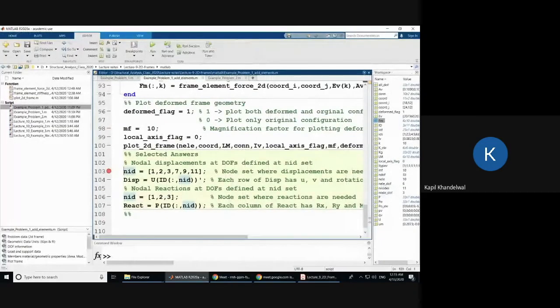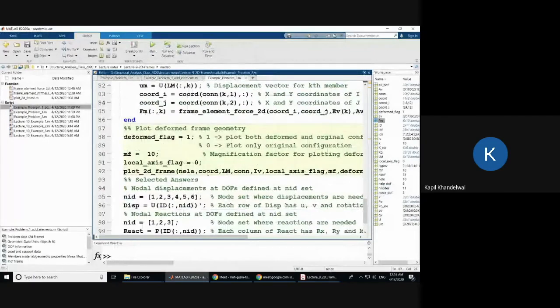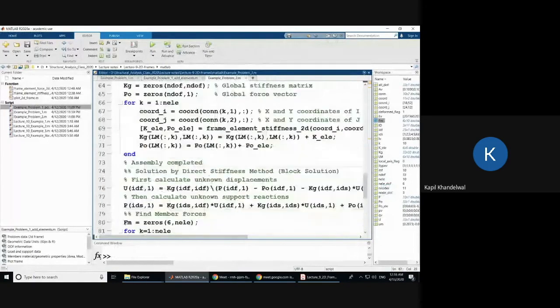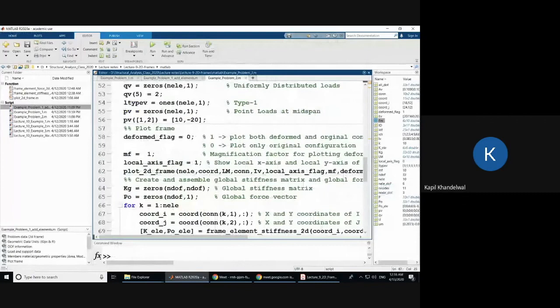So let me show you example problem 2 here. There's another input variable to my plot 2D frame function, that was IV. I'm using this variable in this function to determine whether a member is a bracing or truss member, versus a beam-column member. That's the reason there is another input to this function.